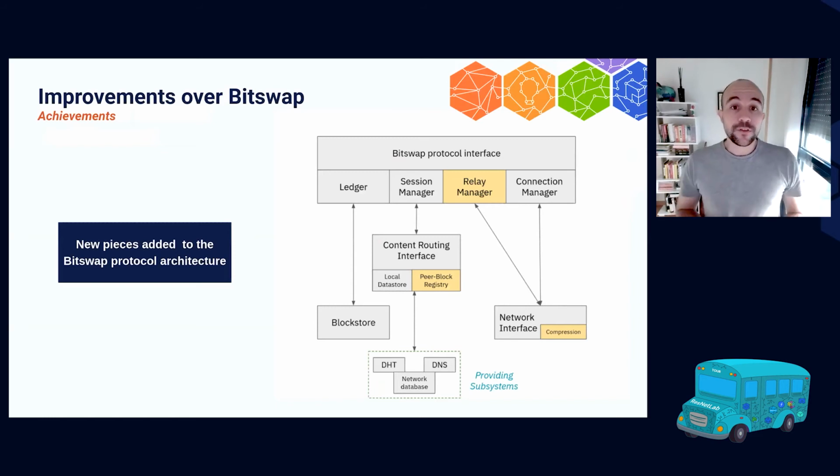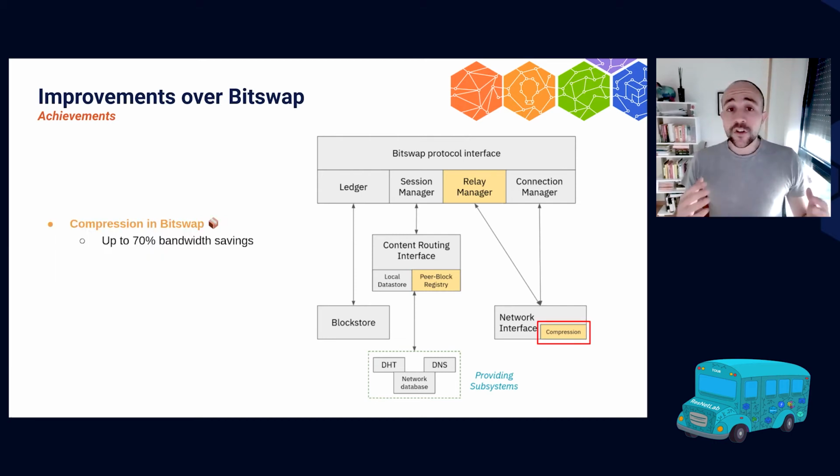And after the Beyond Bitswap project and some of our prototypes, this is how the architecture looks like right now. We added new pieces into the Bitswap protocol architecture. We're going to walk through them one by one, but we see that we now have a relay manager, which is part of the jumping Bitswap. We have a compression layer in the network interface in order to make a more efficient use of bandwidth, and then the peer block registry, which is used to gather information about what other peers in the network have asked for, so that we can use it to make smarter requests. And let's start with compression.